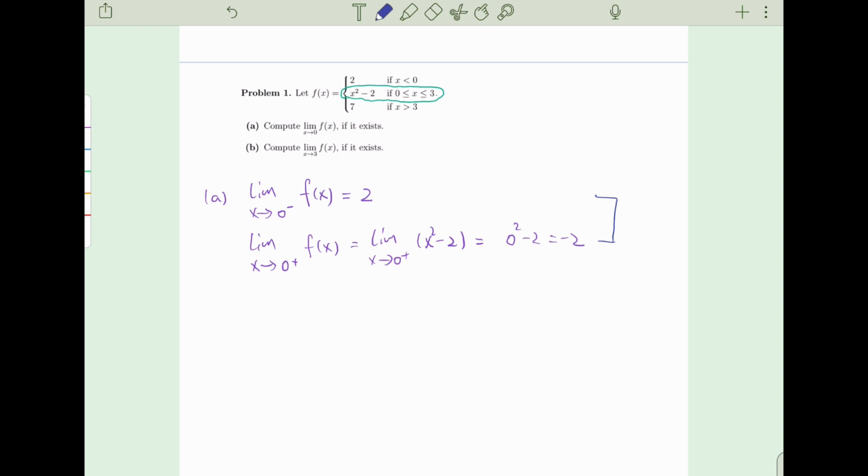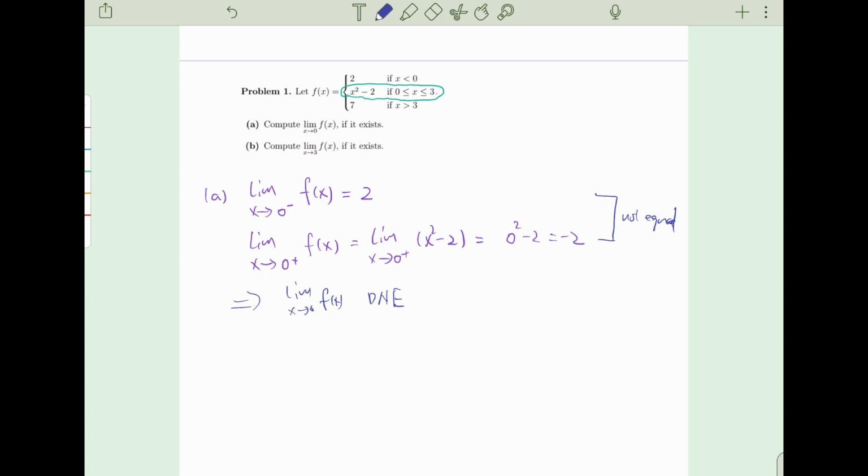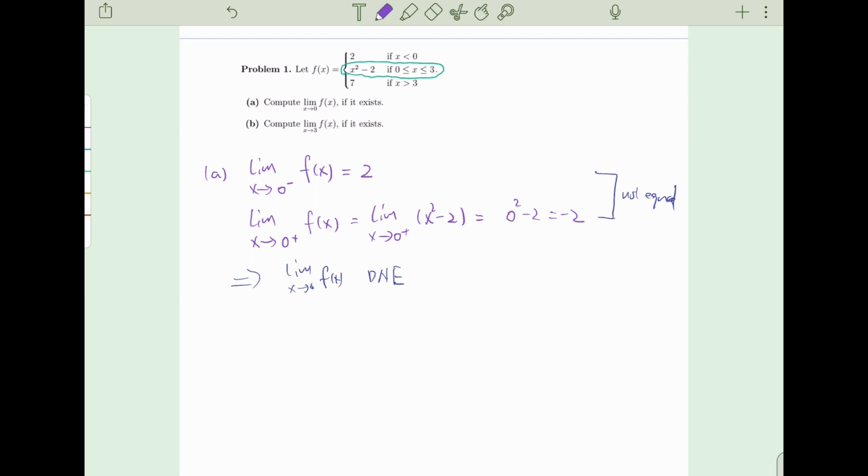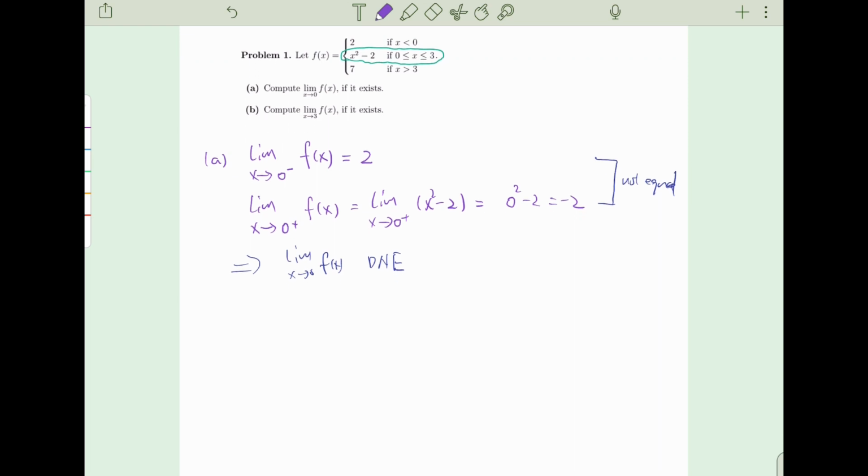And this is not equal. Therefore we can conclude that the limit as x approaches 0 does not exist, because the left limit is not equal to the right limit. The limit exists only when the left limit is equal to the right limit. So we are basically just checking these two numbers. If they're equal, then the limit exists and is that number, otherwise it does not exist.